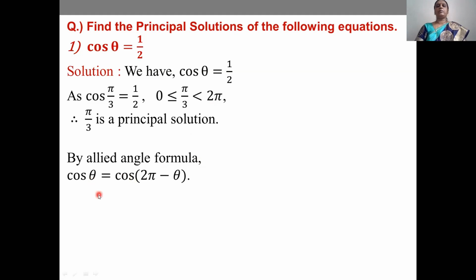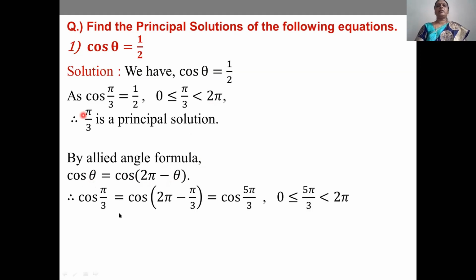By the allied angle formula, we get cos theta is equal to cos 2 pi minus theta. In this formula, put the value of theta as pi by 3. We get cos pi by 3 is equal to cos 2 pi minus pi by 3. Now, if we simplify this, this is the angle of 5 pi by 3. Therefore, write down cos 5 pi by 3.